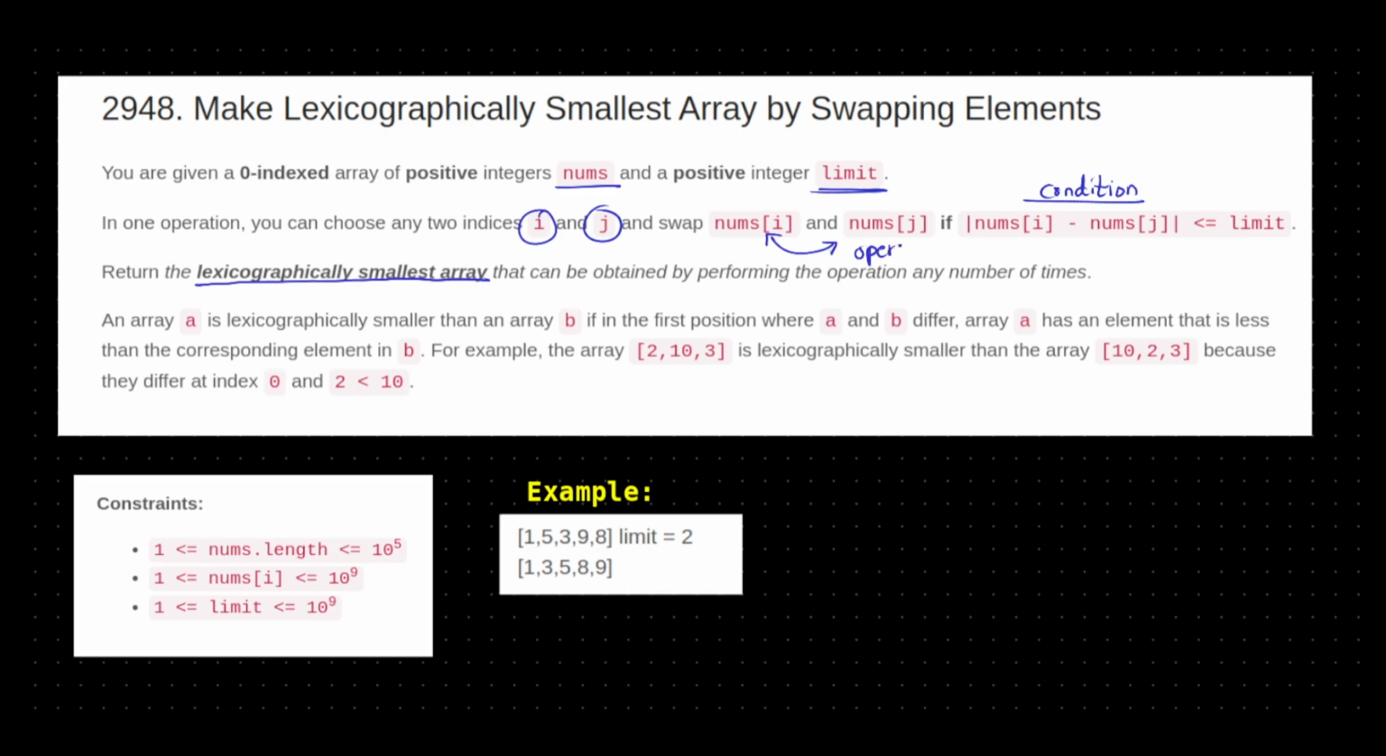So this is the operation that we are allowed to perform under this constraint, and we need to find the lexicographically smallest array. And the definition for it is as follows. The constraints are fairly large. We cannot use the standard order n square or brute force approach. We need to think of some clever approach.